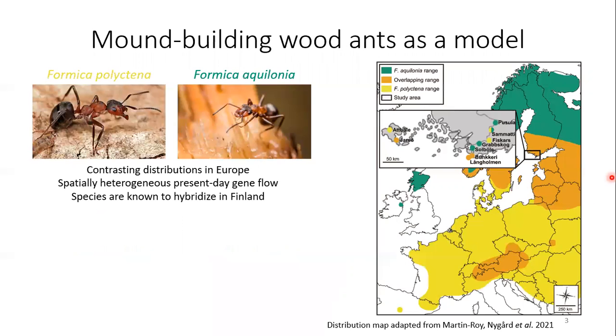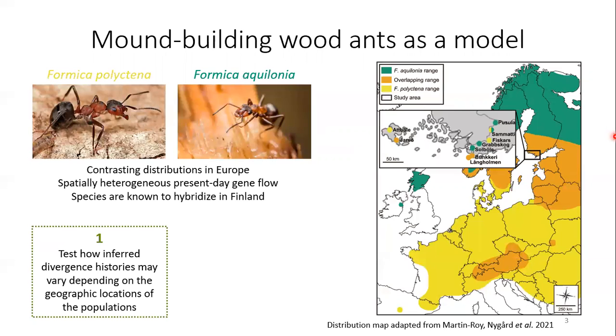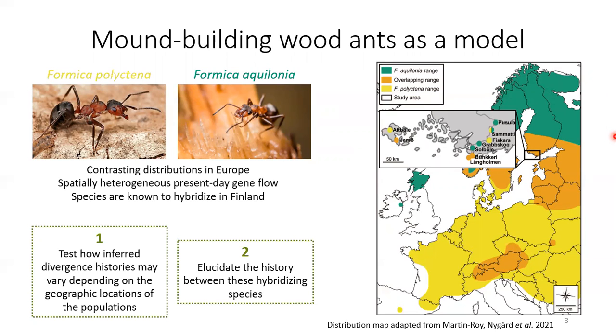We used mound-building wood ants to do this, particularly the species Formica polyctena and Formica aquilonia. They have contrasting distributions in Europe, overlapping in limited areas of the range, and present-day gene flow is spatially heterogeneous, as the species are known to hybridize in Finland, but hybrids have not been recorded elsewhere. Using these ants as a model allowed us to not only test how the inferred divergence histories may vary depending on the geographic locations of the populations, but also to elucidate the history between these hybridizing species.